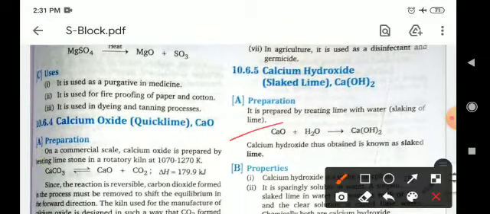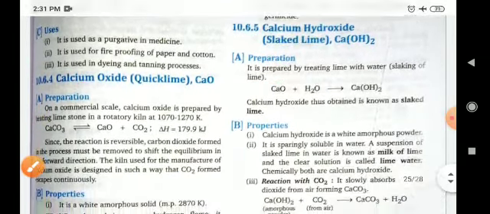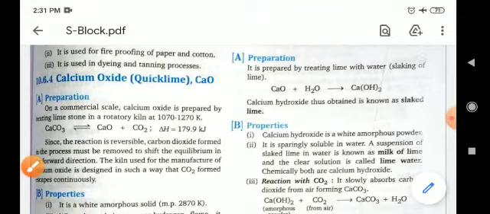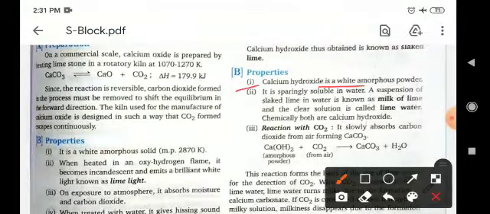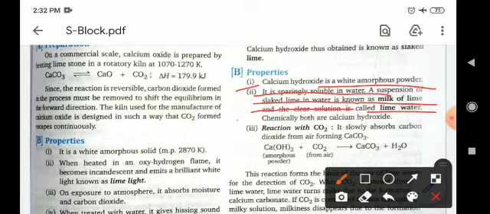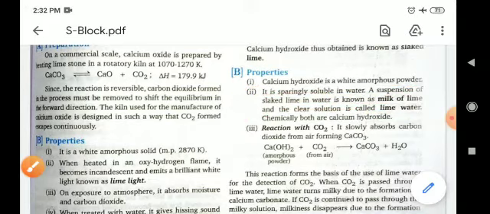Calcium hydroxide or slaked lime. Preparation: CaO plus H2O gives calcium hydroxide, known as slaked lime. Property: calcium hydroxide is a white amorphous powder, sparingly soluble in water. The suspension is known as milk of lime, and the clear solution is known as lime water. Chemically, both are calcium hydroxide.